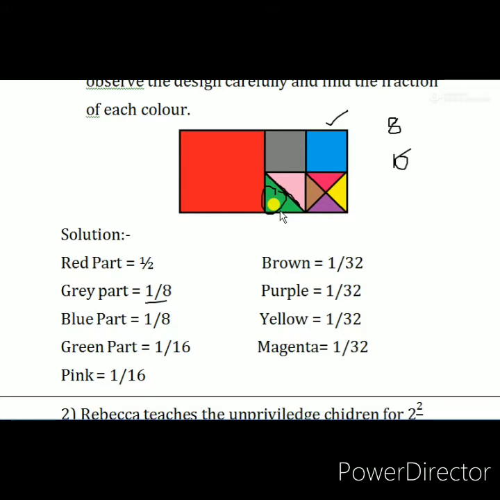Now pink color. We can see that like green, pink is also only one part out of 16 parts. So we can write that the pink color is 1 upon 16.